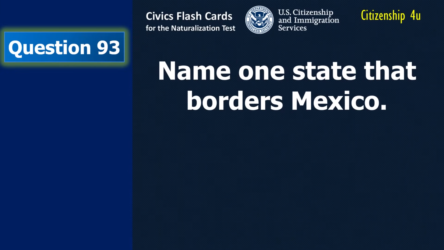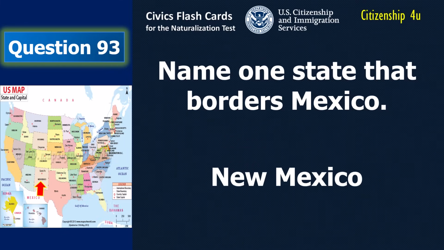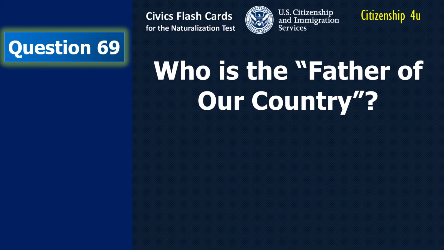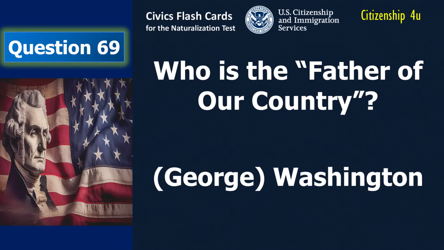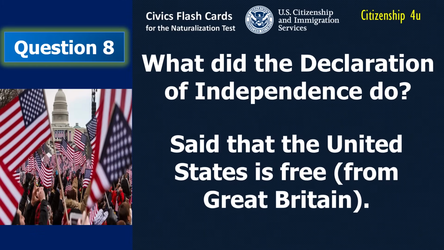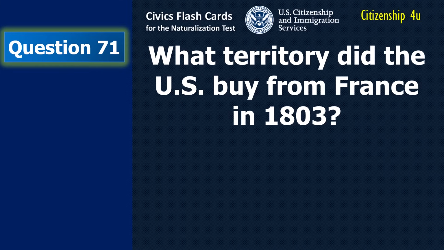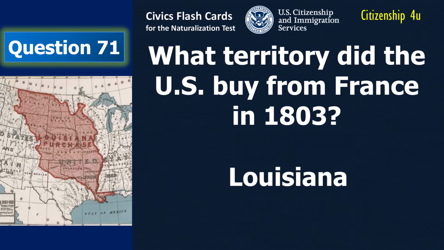Name one state that borders Mexico. New Mexico. Who is the father of our country? George Washington. What did the Declaration of Independence do? Said that the United States is free from Great Britain. What territory did the U.S. buy from France in 1803? Louisiana.